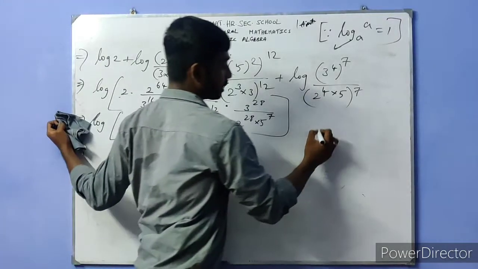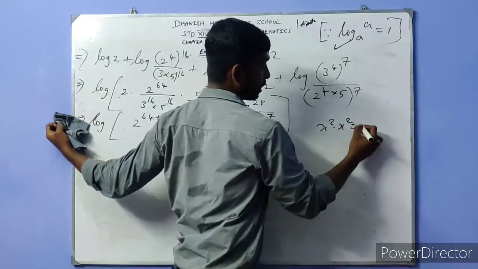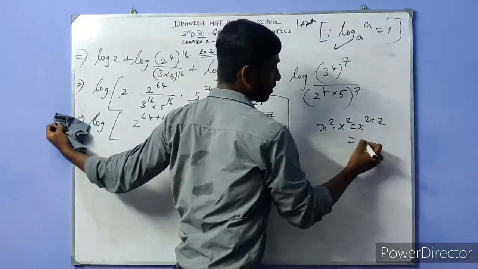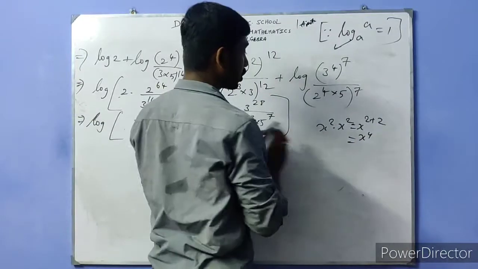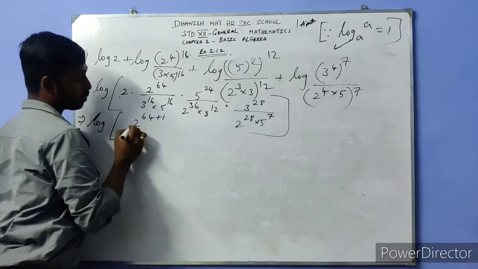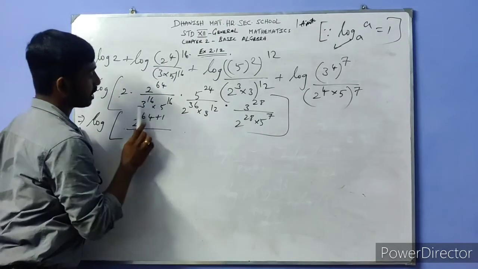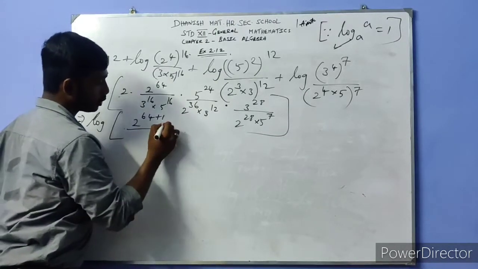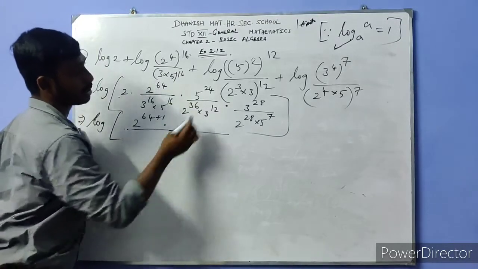We are using this method, x square into x square, so 2 plus 2. The power will be added, x power of 4. Here also we are using the same rule only. So 2 power will be 64 plus 1 divided by, what is the value here? Here we first finish the numerator. So what is the value we are getting here?